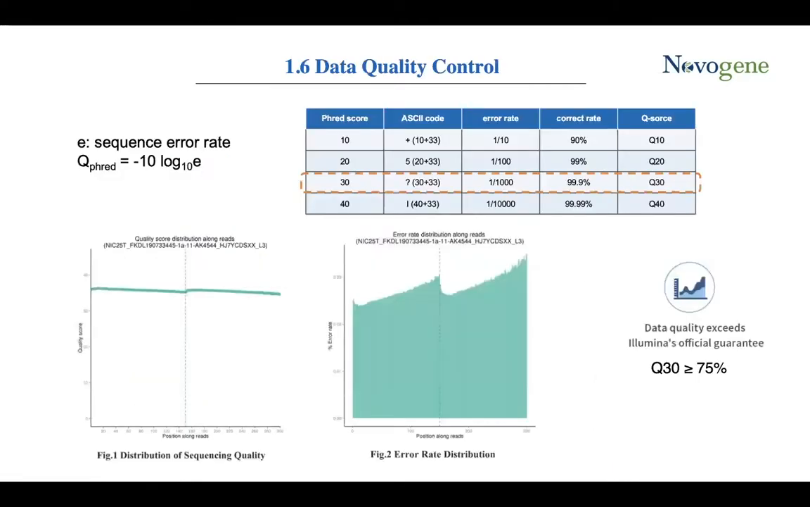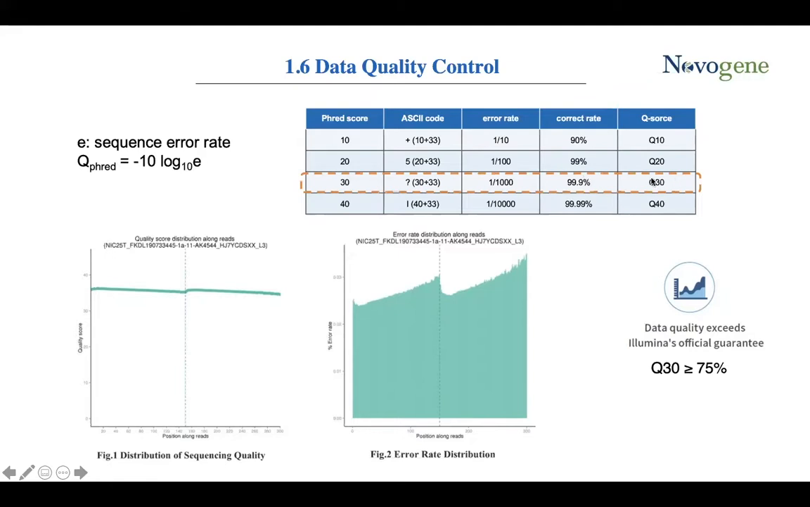After sequencing, we can move to the data quality control. Here, we can label E as the sequencing error rate. Then the Q-phred, which is the phred quality, can be written as -10 multiplied by the logarithm of E with base 10. So if the phred quality or phred score is 30, which means the error rate is 1 in 1,000, then the correct rate will be 99.9%.